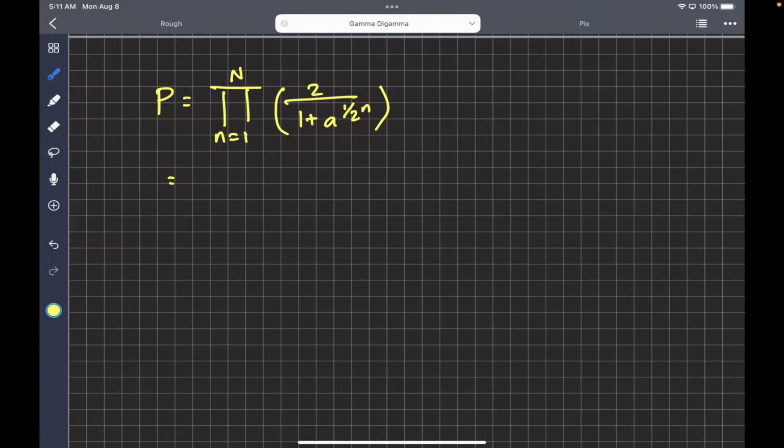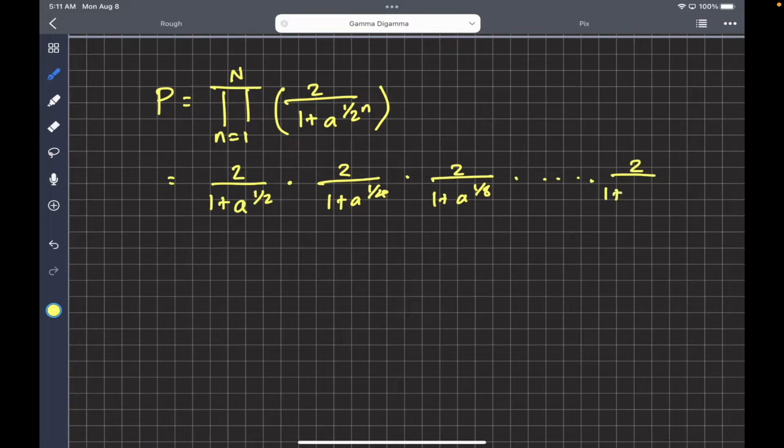So if we can write some terms to get some perspective, it's going to be 2 divided by 1 plus a to the 1 half times 2 over 1 plus a to the 1 fourth times 2 over 1 plus a to the 1 eighth, and this continues until the nth term. I think that's a little too small, at least the powers are illegible. Okay, so this is the idea.